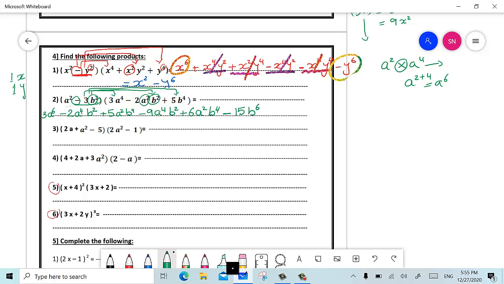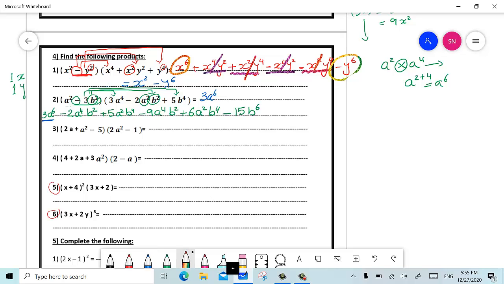After we finished until here, now we are going to do simplification. What is the meaning of simplification? Or put it in the simplest form, this means that I am going to combine all the like terms. As we can see here, I have only a term having a to the power of 6, so I'm going to write it as it is, 3a to the power of 6.